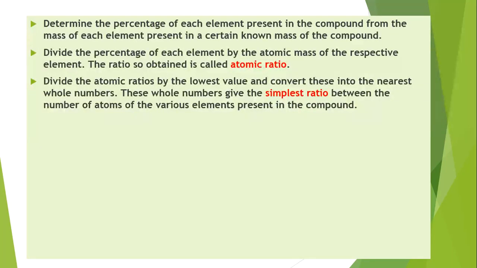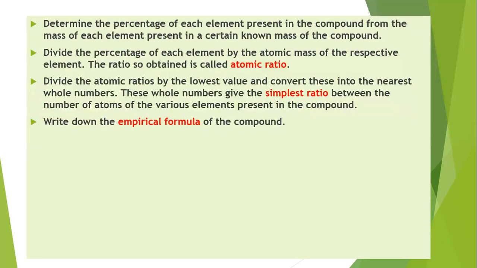If we are having 2 or 3 elements, and when we get the atomic ratios, we have to check which is the lowest value among them, and after that we have to divide the atomic ratio by the lowest value, and these are converted into the nearest whole numbers. The whole numbers give the simplest ratio between the number of atoms of the various elements present in the compound. After that, we can write down the empirical formula of the compound.